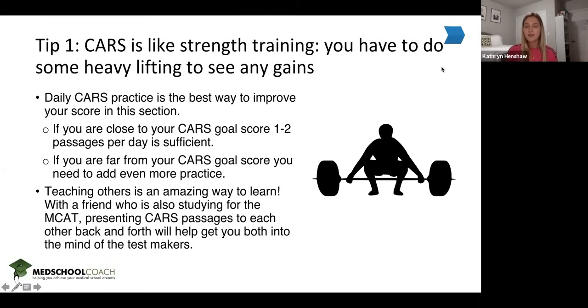And also, a thing that I like to do with my students, but you can also do with some of your friends who are studying for the MCAT, is have a teaching session where you bring a CARS passage that you've done and reviewed and hand it to your friend. And they'll have done the same thing and hand it to you. Once you finish the questions, you'll teach each other the respective passages that you prepared. This type of teaching practice really gets you in the mind of the test maker, and it makes you think critically about every single answer choice because you have to guide someone else to it. So I highly recommend doing that.